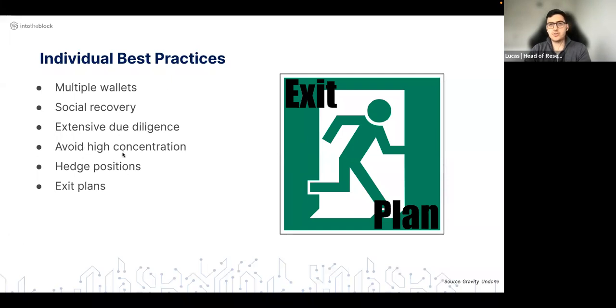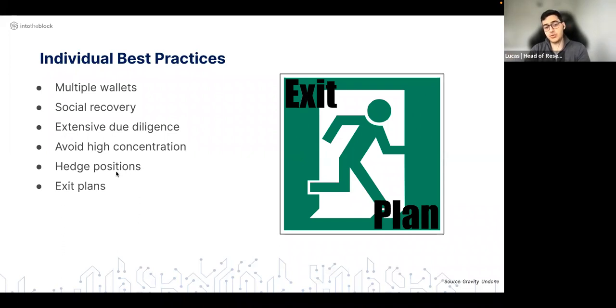Avoid high concentration, and I mean that in two ways. You don't want to be in a pool where one whale owns 99% of the pool, because if they withdraw their capital, there are some consequences to that. But also, don't put all your assets within one protocol, because if that protocol gets affected, then you lose all your funds. Of course, we don't want that to happen.